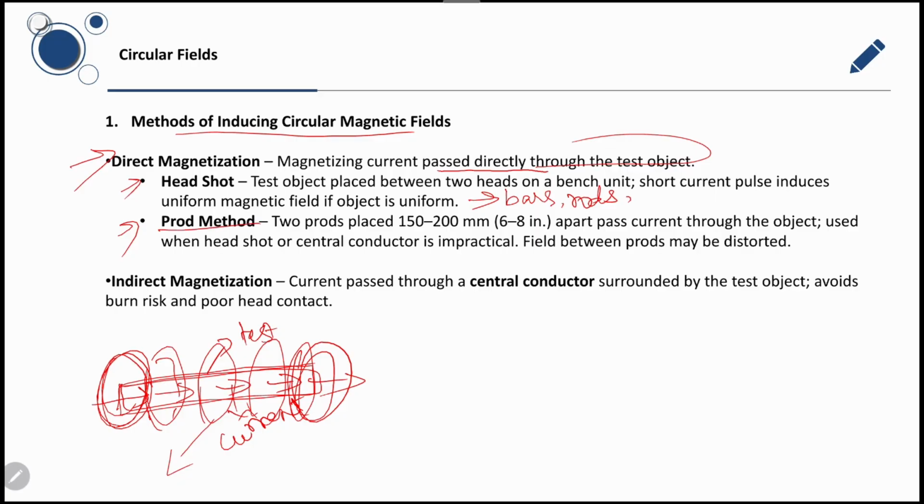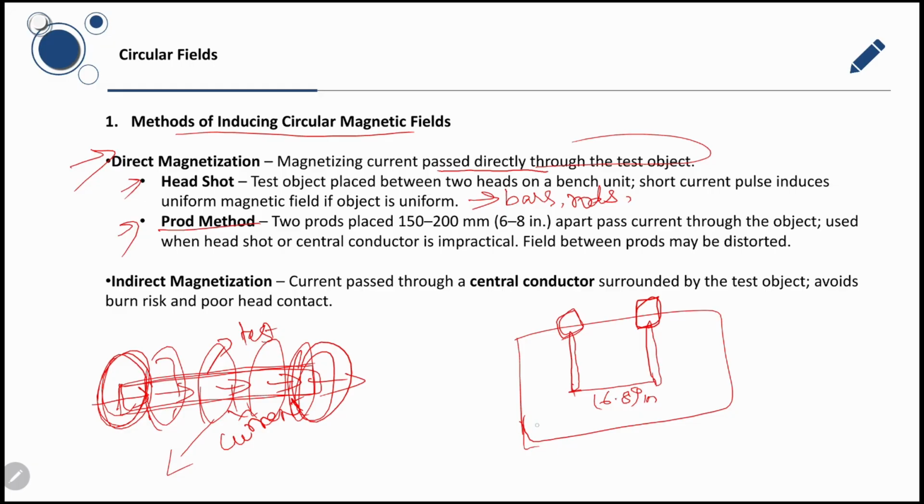The next one is the prod method. This is our test object. We can place two prods with handles. Two handheld prods are placed 150 to 200 mm, that means 6 to 8 inches apart, on the test surface.